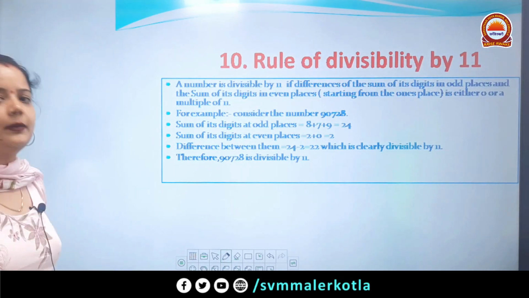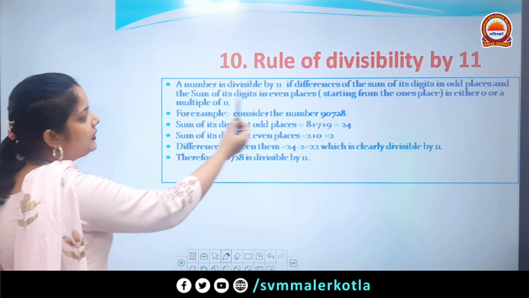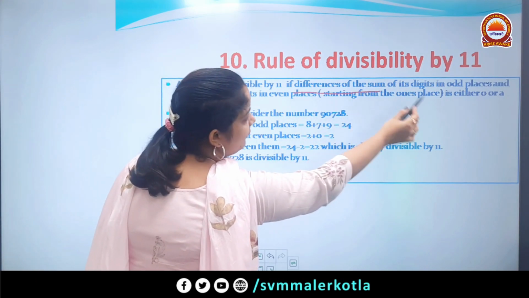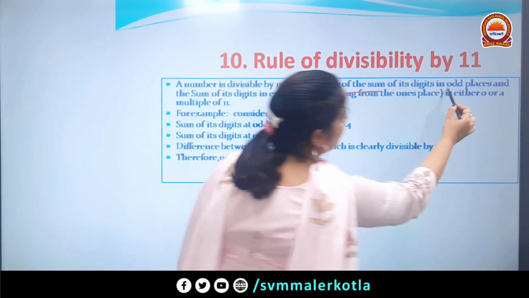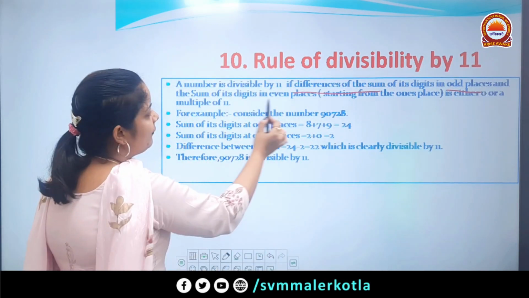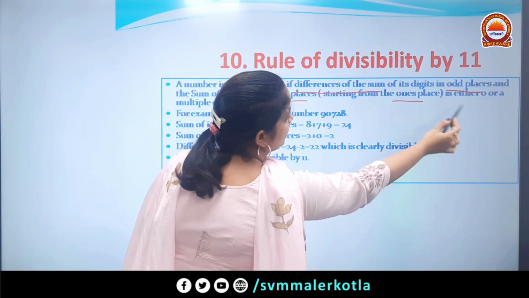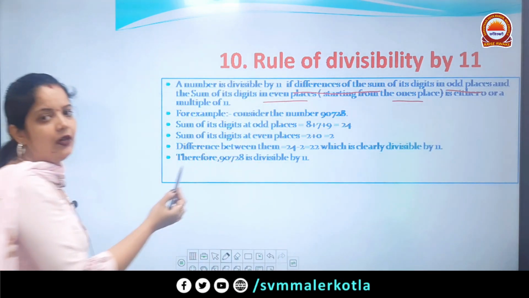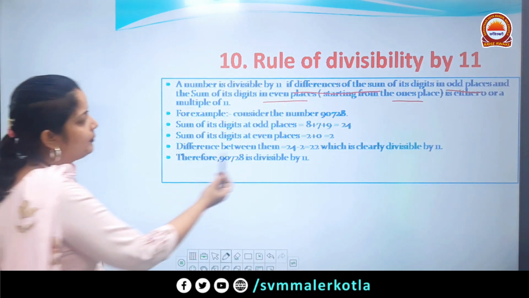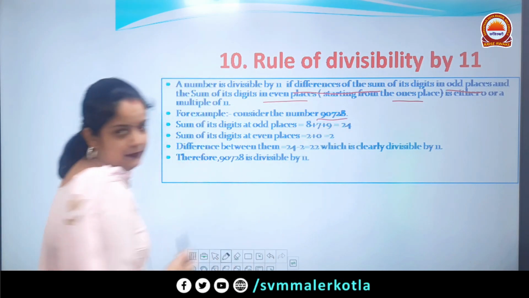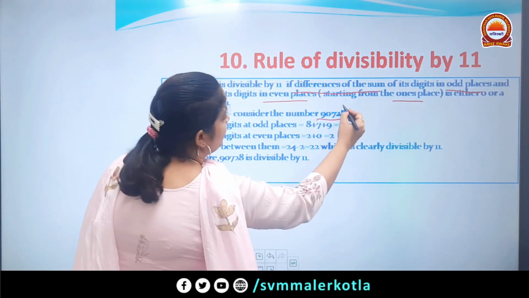Rule of divisibility by 11. A number is divisible by 11 if the difference of the sum of its digits in the odd places and the sum of its digits in the even places, starting from the ones place, is either 0 or a multiple of 11. For example, let us consider number 90728. Firstly, we will start from here.